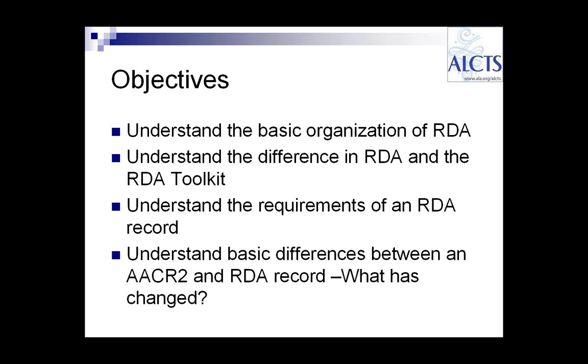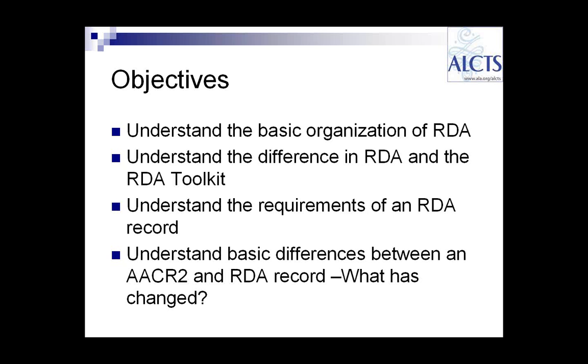So what are the objectives that are going to be covered today? Some of the objectives are to understand the basic organization of RDA, to understand the difference in RDA and the RDA Toolkit, because they are different, to understand the requirements of an RDA record, because there are certain requirements called the core requirements of an RDA record, and to understand basic differences between the Anglo-American Cataloging Rules 2nd edition revised and the RDA record. What has changed?